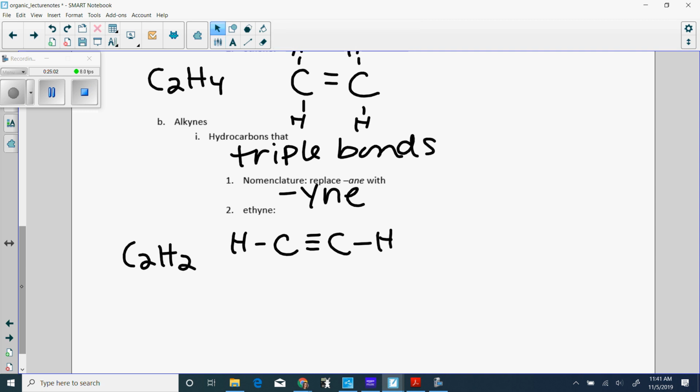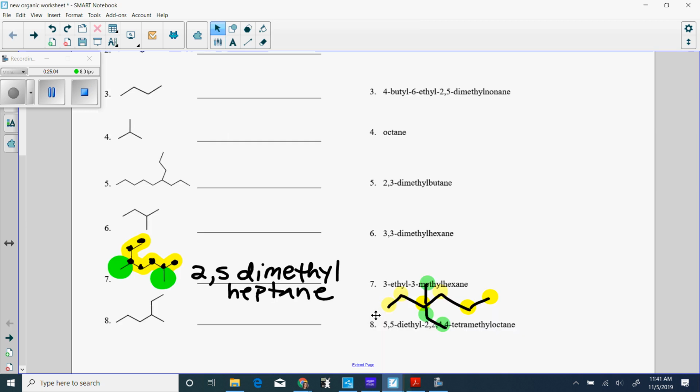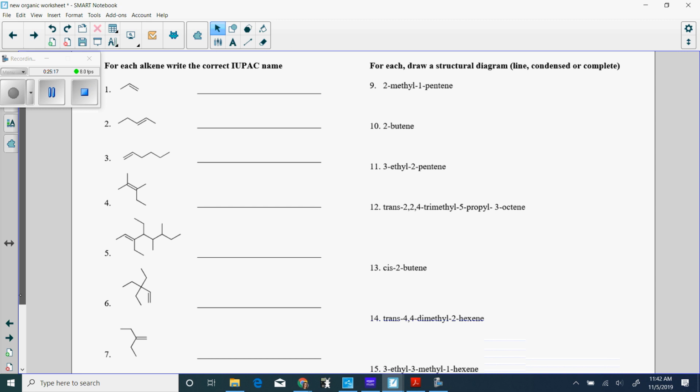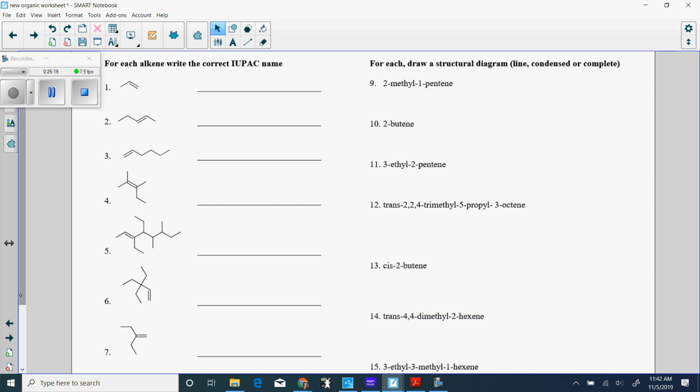Okay, so now let's go do a couple on the worksheet. You're going to have to turn the page. Can we do number 5? Let's do number 5.